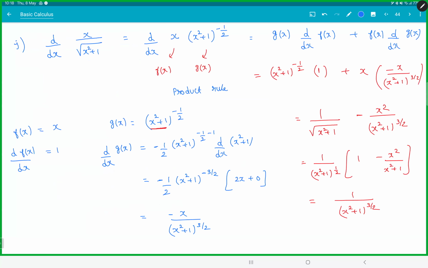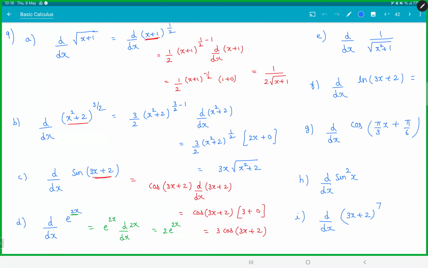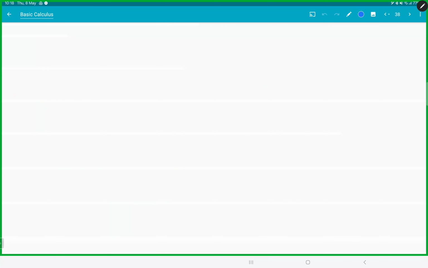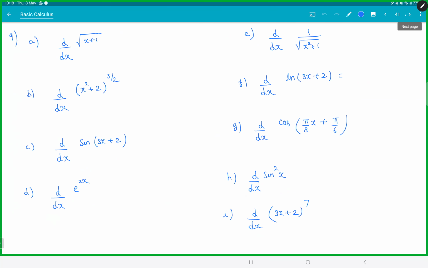But I hope everyone is getting it. So please make sure to go through these examples, try them again on your own, take a rough paper and try them. And then I'll send you a small sheet also on this chain rule today. So you can try that also.